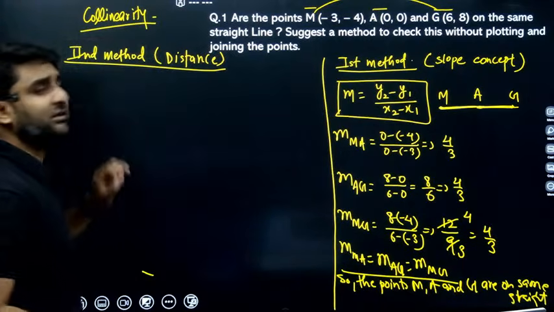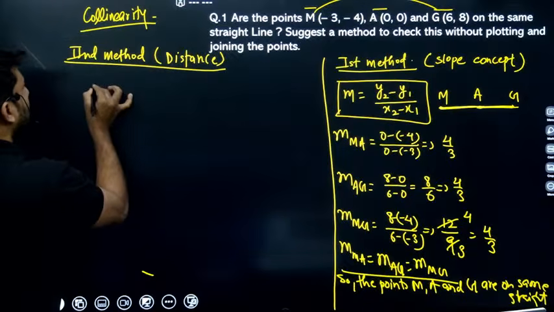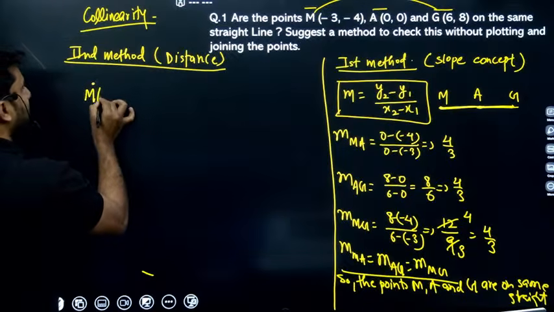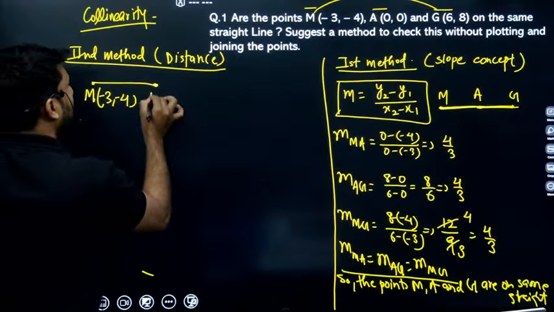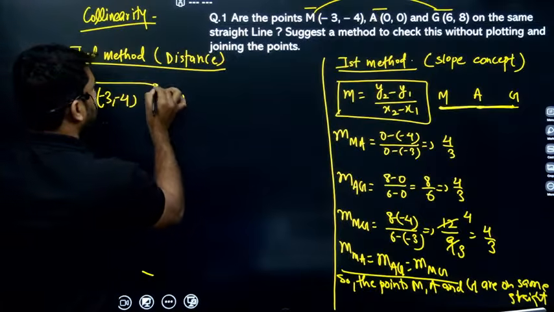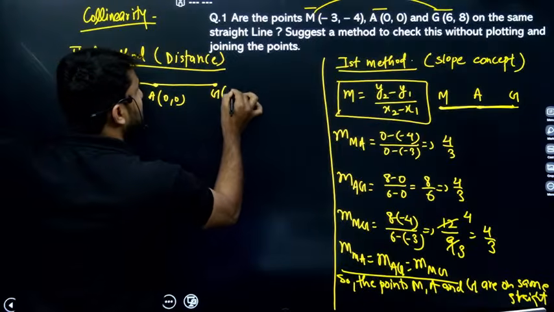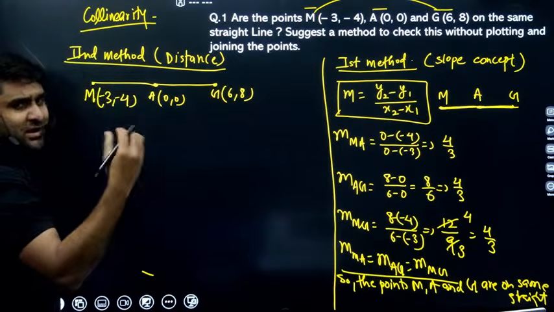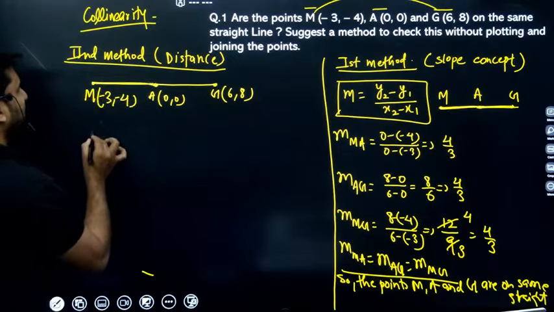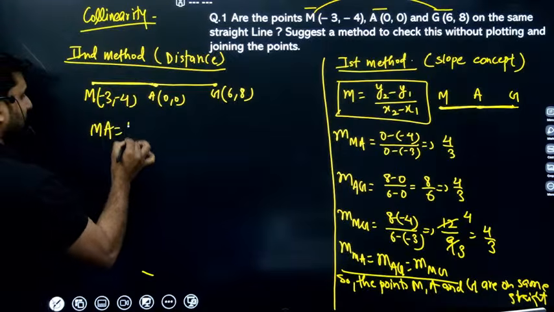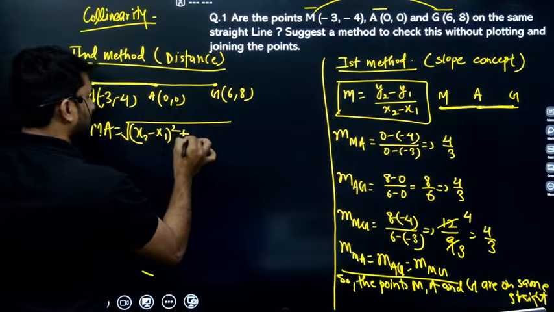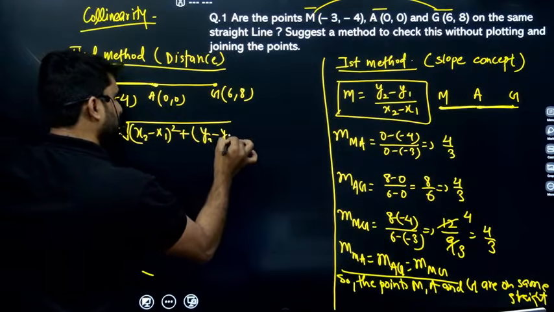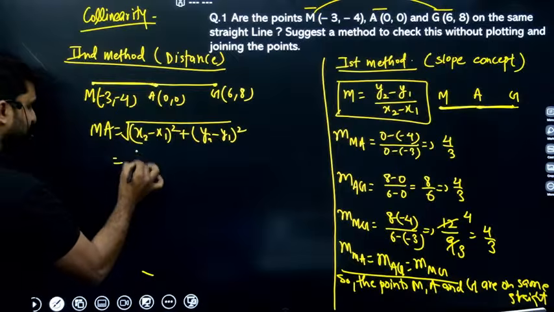Okay. Now the second method. My dear champion, you have the first point M. M has coordinates 3, minus 4. You have the second point A. A has coordinates 0, 0. You have the third point, capital G, 6, 8. My dear, let's find out the distance between MA. The formula of distance is the square root of (x2 minus x1) whole square plus (y2 minus y1) whole square. Now find out the distance.